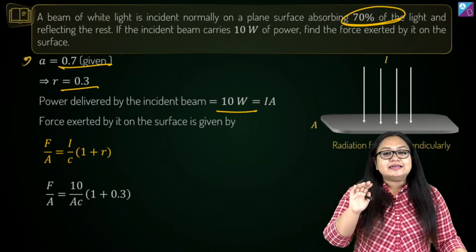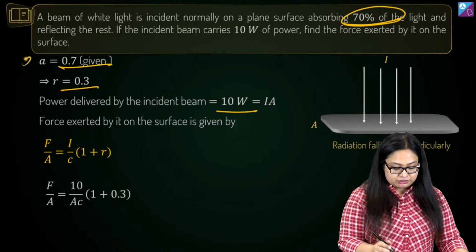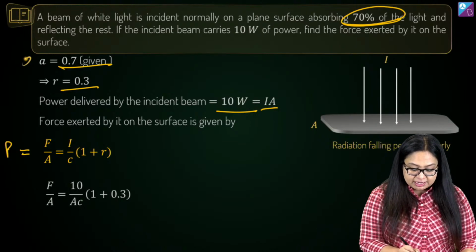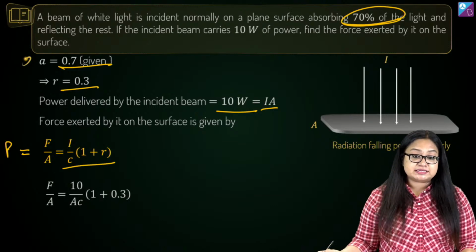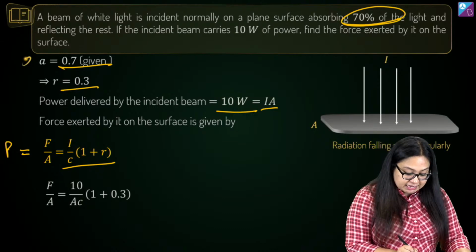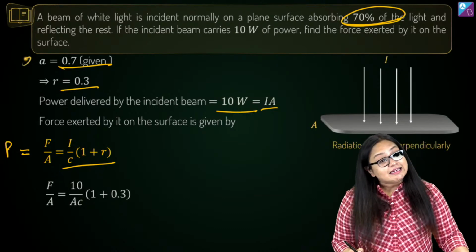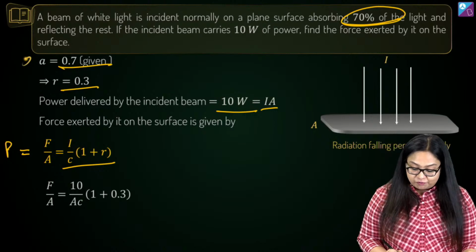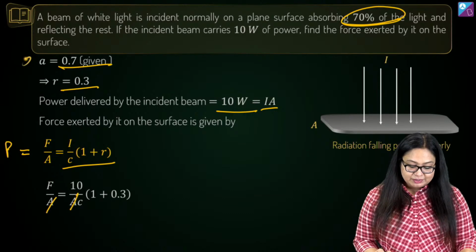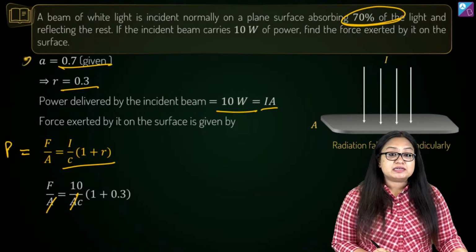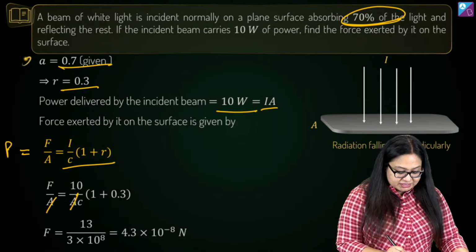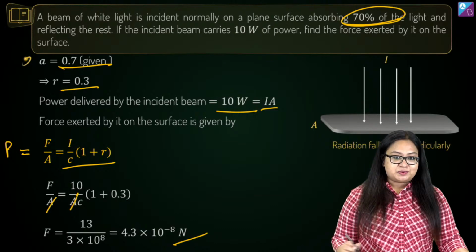Now power is equal to intensity into area, right? Yes, you know this already. So now I can say that pressure, which is force per unit area, is equal to I by C into 1 plus R. Since we want to calculate force, the area gets cancelled out. F comes out to be 10 by c into 1 plus 0.3, where c is the speed of light. Once you substitute values and calculate, this is what you get.